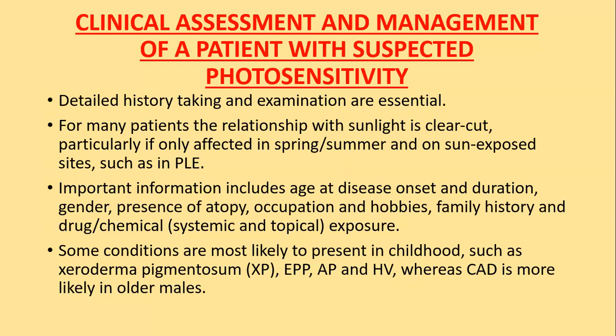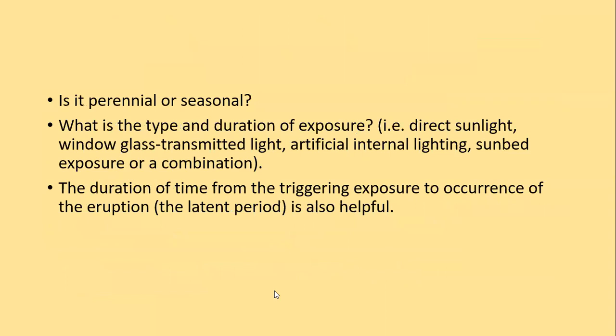The important information includes age at disease onset and duration of the disease, gender, presence of atopy, occupation and hobbies, family history, and drug or chemical use, systemic and topical. Some conditions are more likely to present in childhood, such as xeroderma pigmentosum, erythropoietic protoporphyria, actinic prurigo, hydroa vacciniforme, whereas chronic actinic dermatitis is more likely in older males.